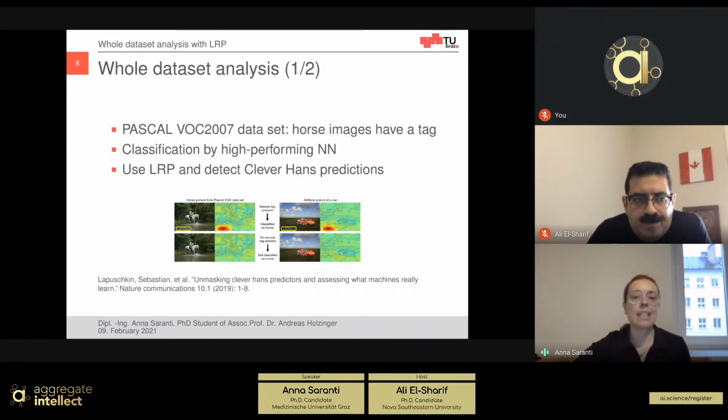So what they actually did is that they put a tag in images that contain a car, and boom, the neural network said, this is a horse, which actually showed that neural networks base their decisions on correlations, and that layer-wise relevance propagation can detect those so-called Clever Hans predictions, or cheating, as we might say.